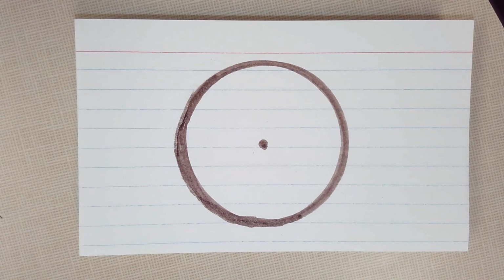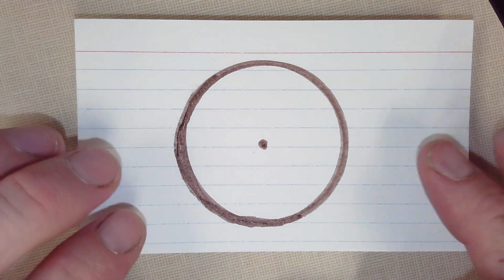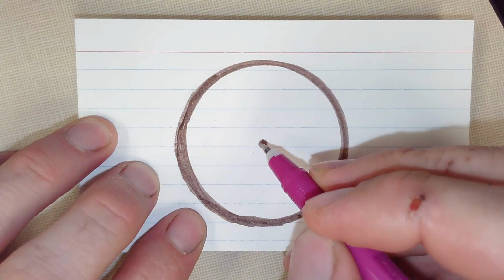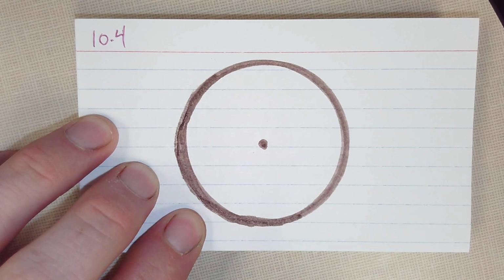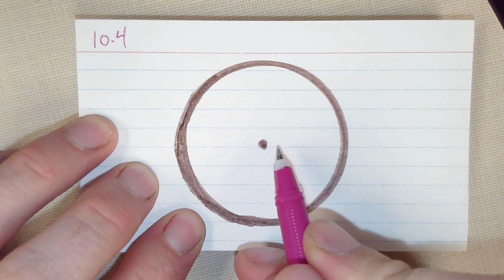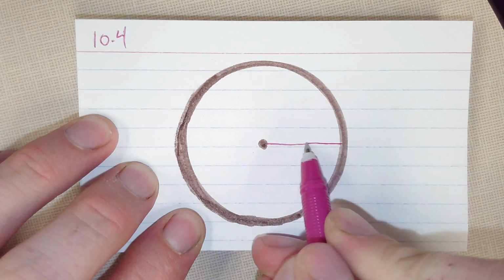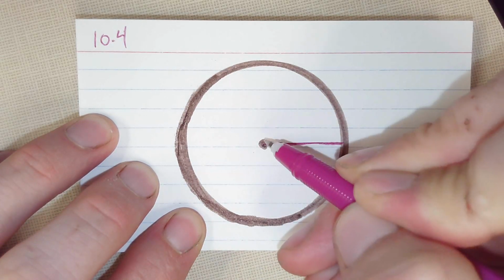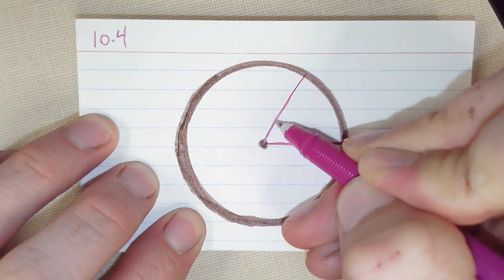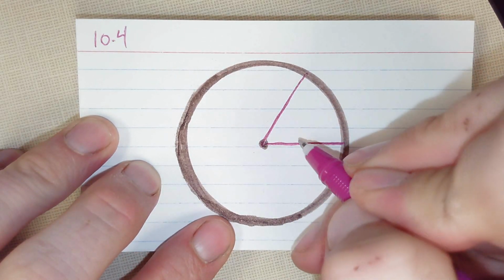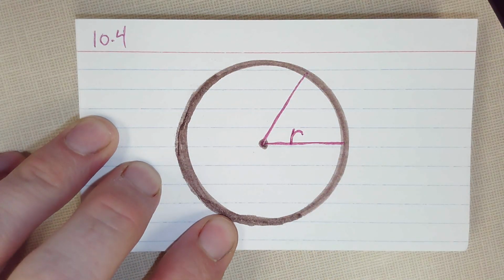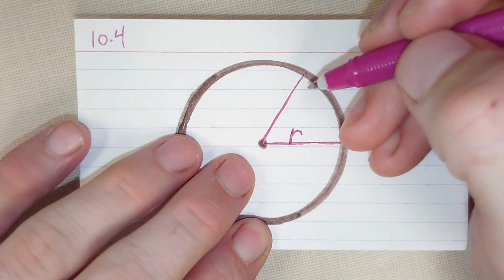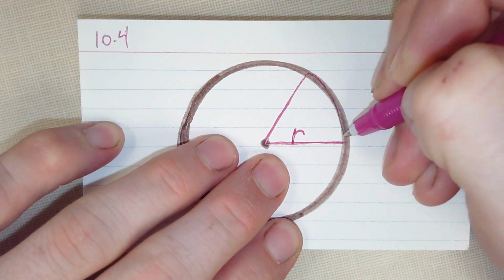All right, so in 10.4, they talked about central angles and how knowing that central angle helps us determine two things about a circle. A central angle is an angle that encompasses a part of a circle. Extended from that central angle is a radius. That radius captures what they call an arc.